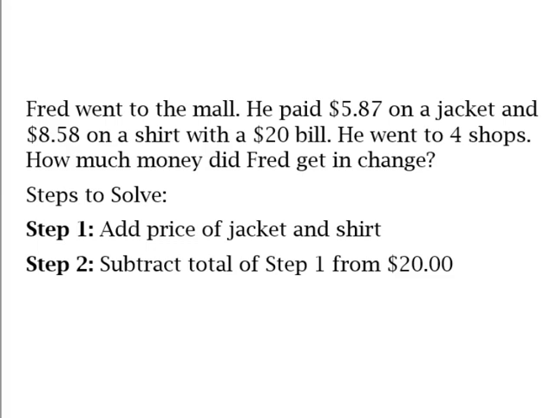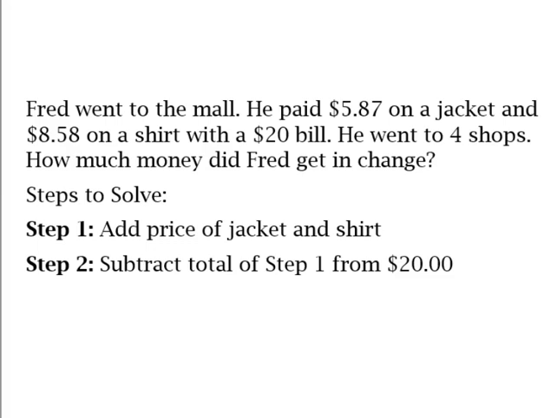Fred went to the mall. He paid $5.87 on a jacket and $8.58 on a shirt with a $20 bill. He went to 4 shops. How much money did Fred get in change? Again, in order to solve this problem, we have to take 2 steps. The first one is adding the price of the jacket and the shirt. And then for the second step, we have to subtract the total of step 1 from $20.